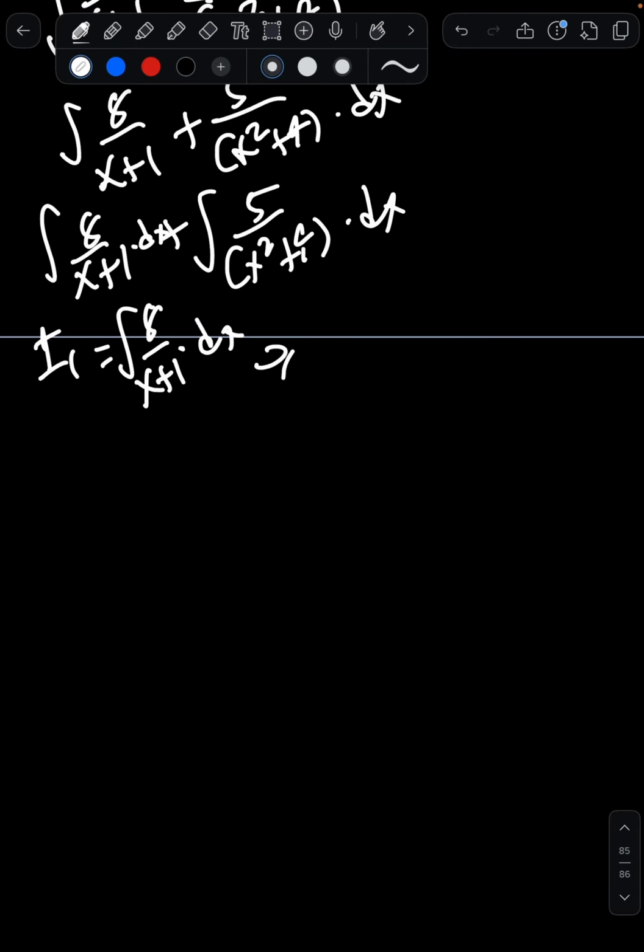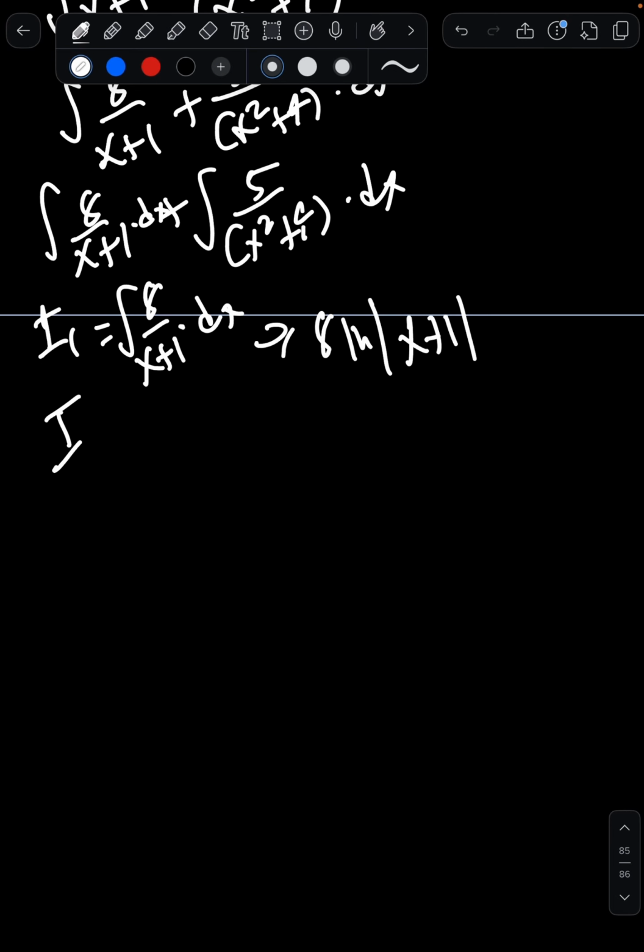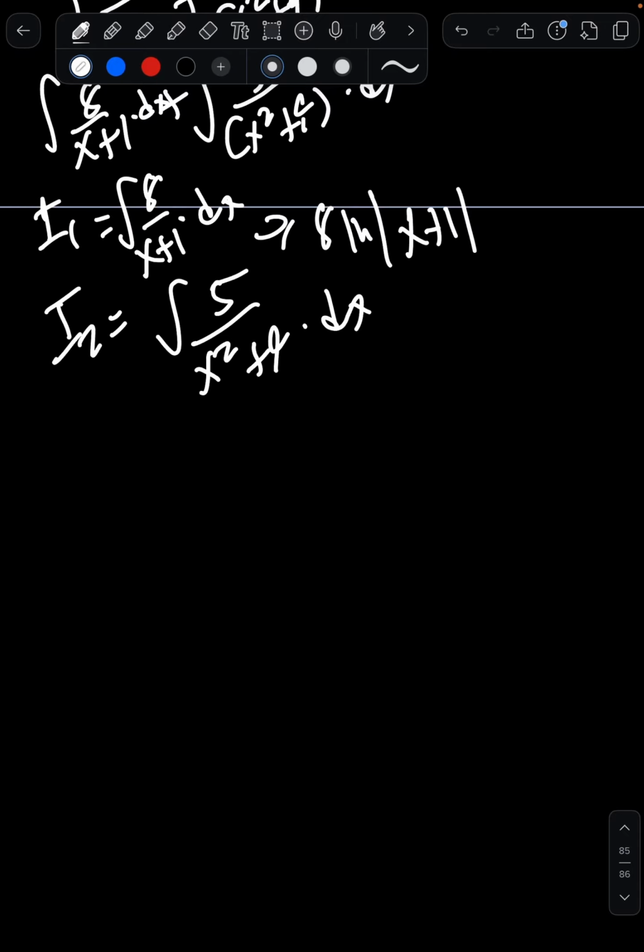This is going to simplify into 8 natural log absolute value of x plus 1, using the natural log rule: the integral of 1 over u is equal to the natural log of the absolute value of u. Then we can simplify integral 2, which is the integral of 5 over x squared plus 4 dx. Now this should be looking like an inverse tangent integral. And the reason why is because I can factor out this 5 outside the integral, and you now have 1 over x squared plus 4, right? dx.